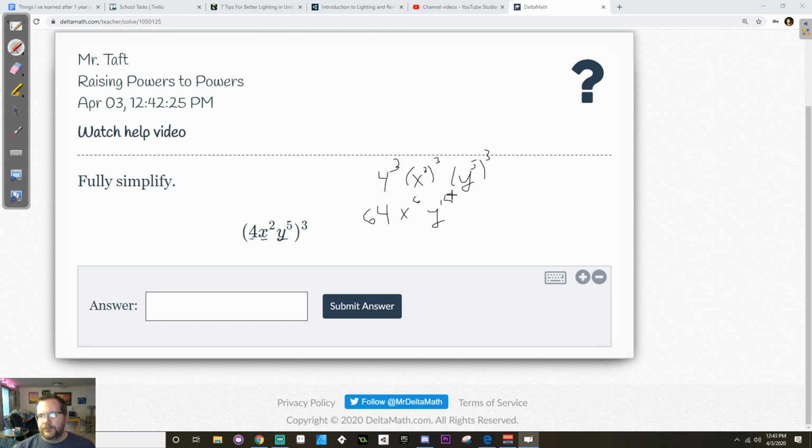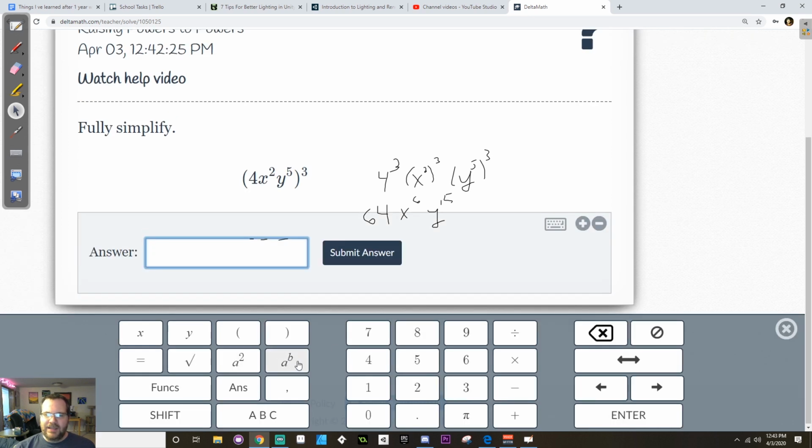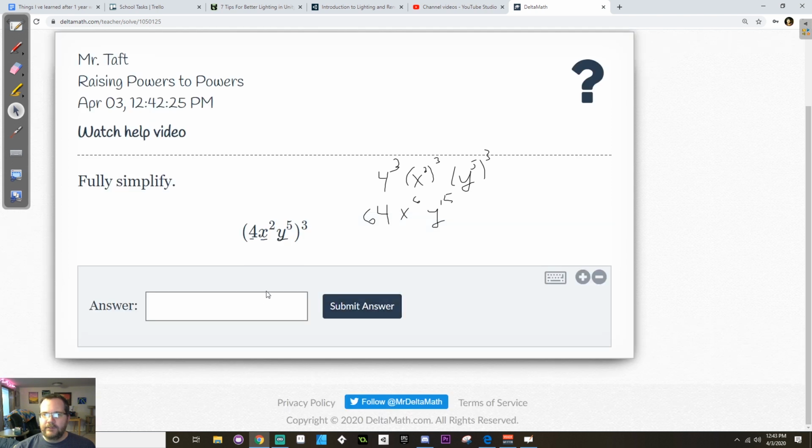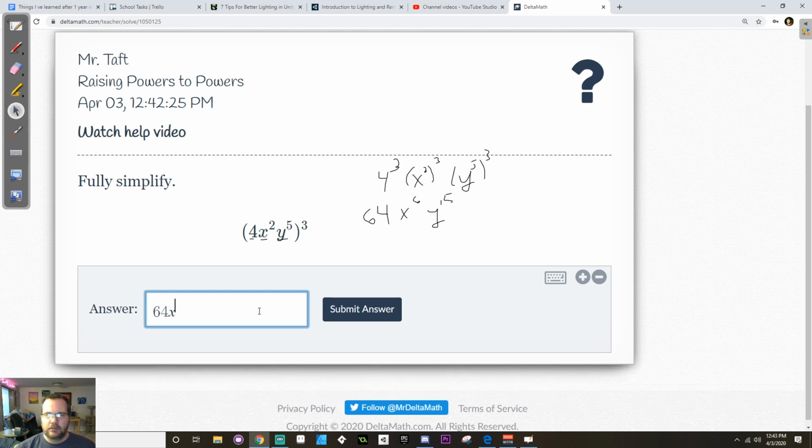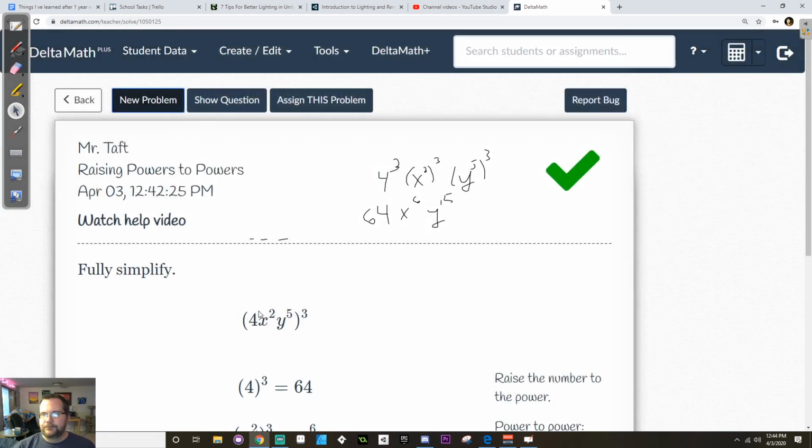Now, entering that, you're going to have to either remember the keyboard shortcut with this a to the b to do these exponents, or on your keyboard, if you do Shift 6, it'll let you do an exponent. So let's do 64x to the 6th. And remember, you have to arrow out of that exponent so you're not stuck in there. And then y to the 15th.